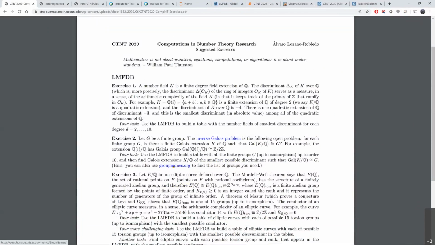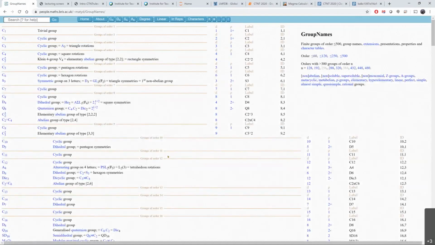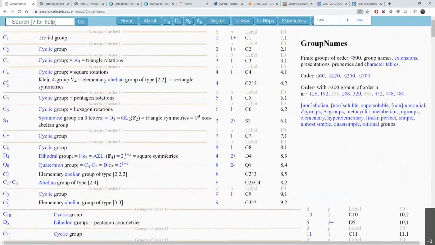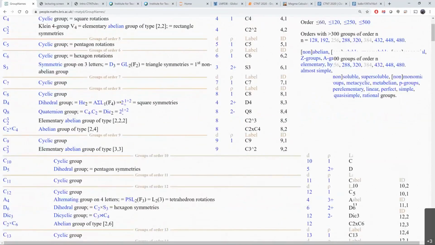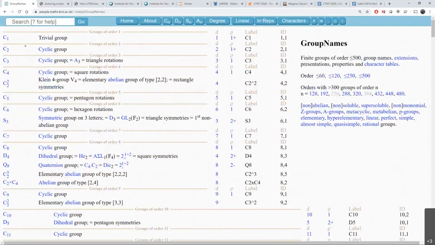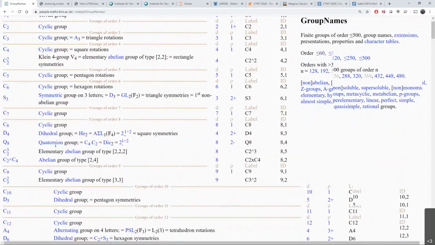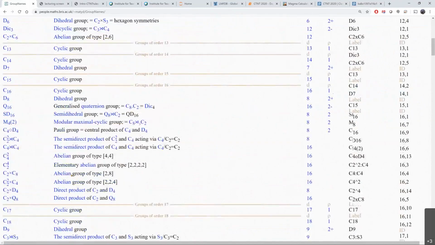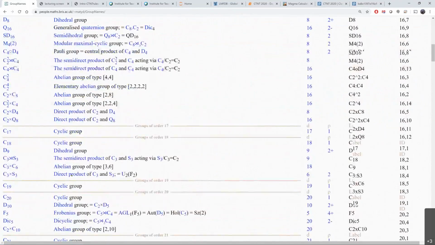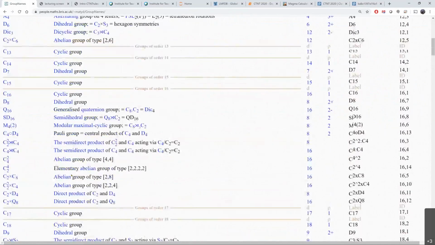As I said, groupnames.org is actually a very useful site that lists groups by order. At first, the page is a little bit intimidating here, but you can see here groups of order 1, groups of order 2, and that's how they're organized. So I have right here at my fingertips a complete list of groups, for example, up to order 10, or you can go farther if you want. There's a lot of finite groups up to isomorphism.